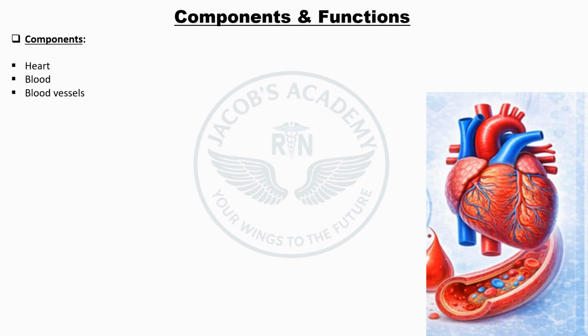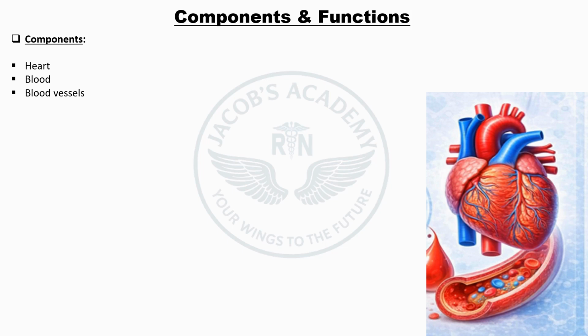The heart is a muscular organ that acts as a pump, and its main function is to pump blood continuously throughout the body. The second one, blood, is a specialized connective tissue. It carries oxygen, nutrients, hormones and waste products to and from different parts of the body. And the third one is blood vessels. The blood vessels form a network of tubes through which blood flows, and these include arteries, veins and capillaries.